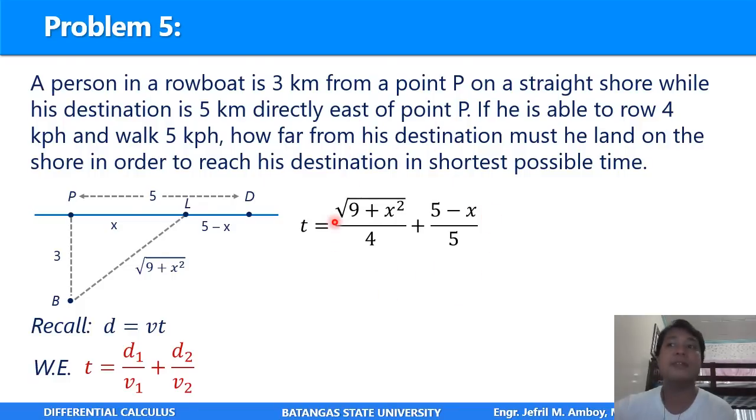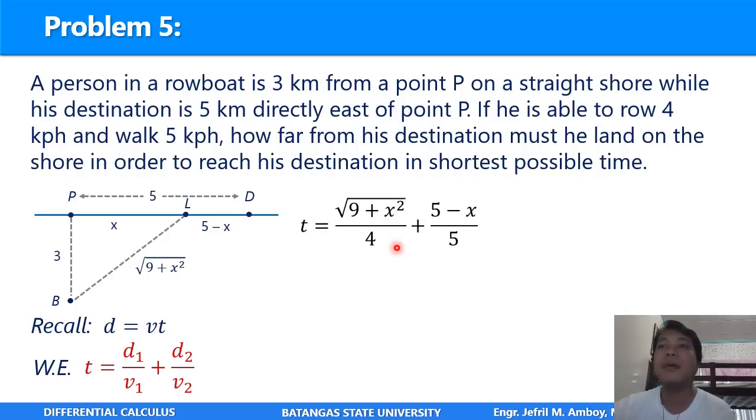And notice, what did you notice in our working equation? On the right-hand side, we only have x as our variable. So you no longer need an auxiliary equation here. It's direct already. Right? What's the next step? Yes, you have to differentiate with respect to x. So, we get dt over dx.